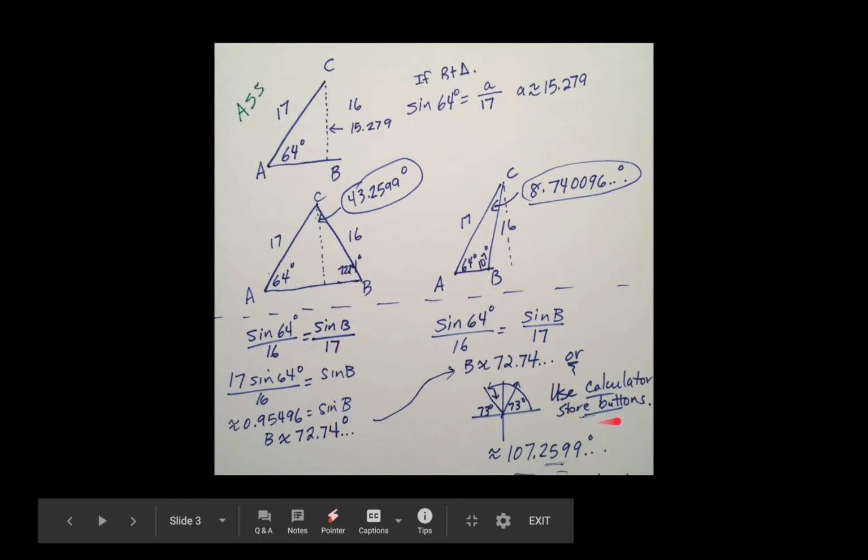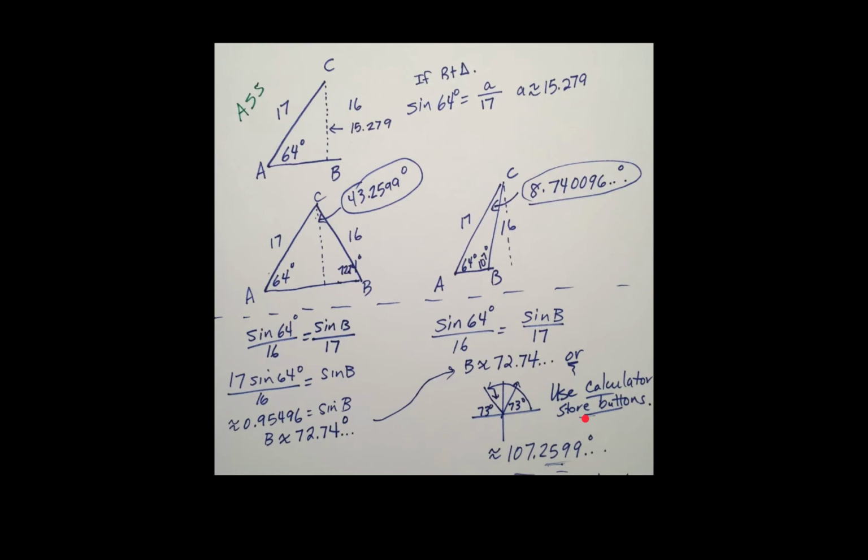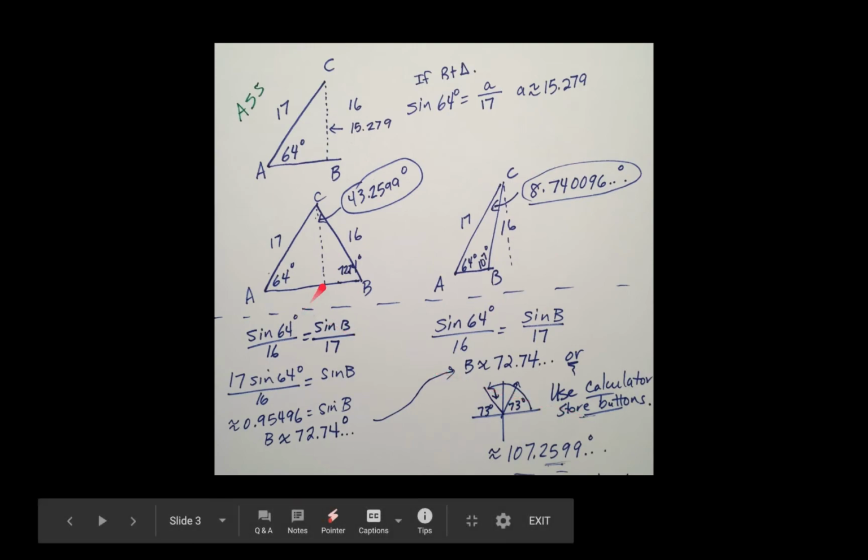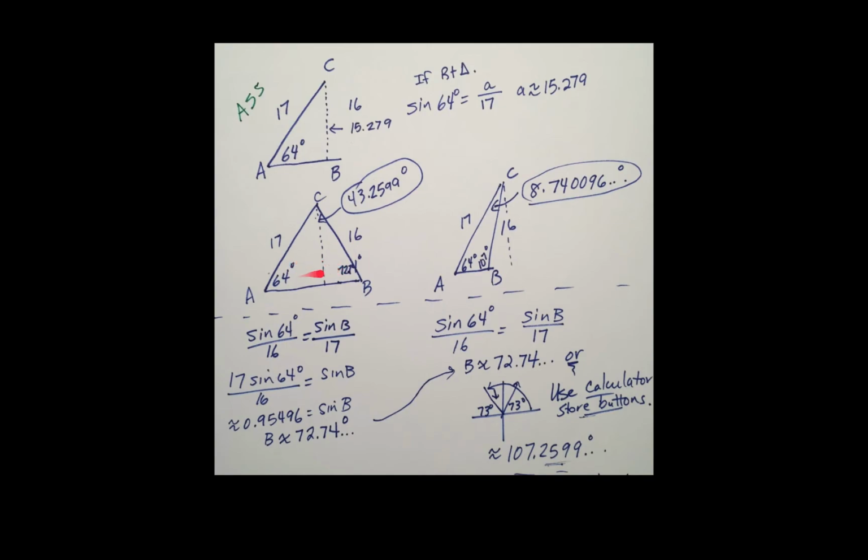I want to warn you that you can't round until the very end. So I would use the calculator store buttons to store these numbers. Don't use rounded answers to find future calculations. That then puts this at about 73 degrees. And if you take 180 minus these two angles, you'll get about 43 degrees.